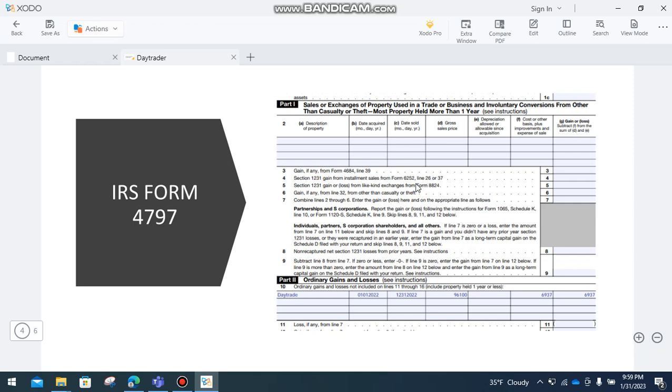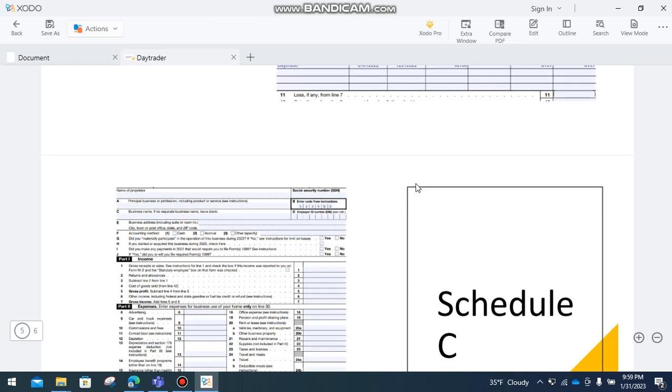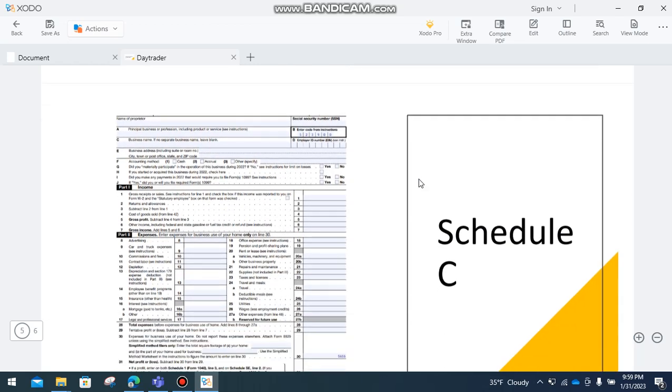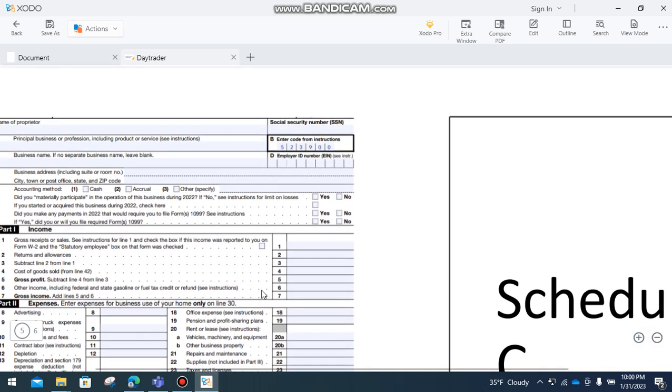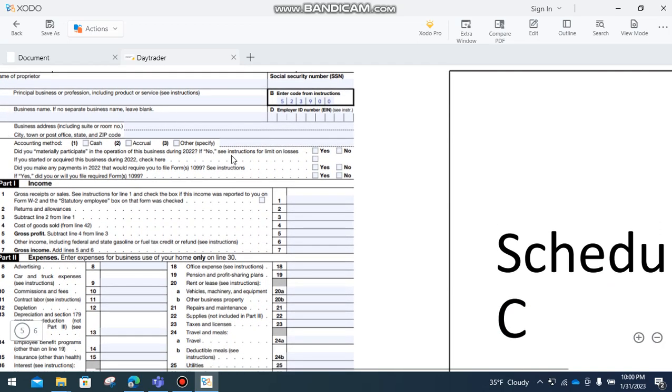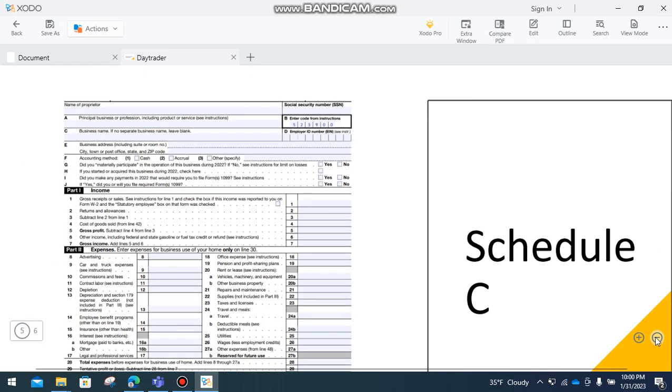Once you do that, you go to the Schedule C, where you claim all your expenses. I'm going to enlarge this a little bit so I can better show you. Up here, of course, you're going to put the required information. Let me minimize that some more on the Schedule C.